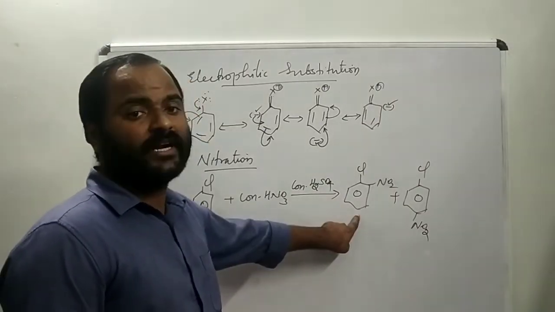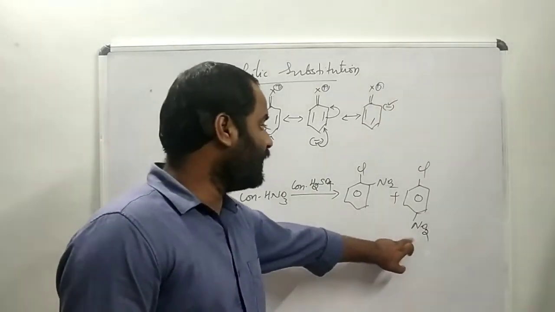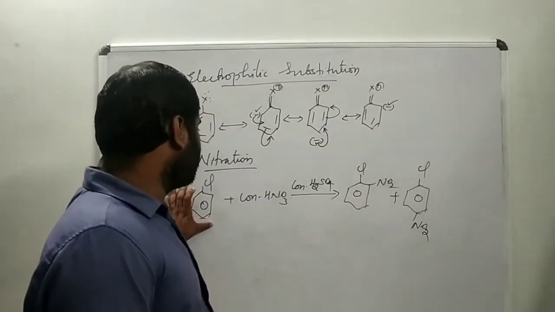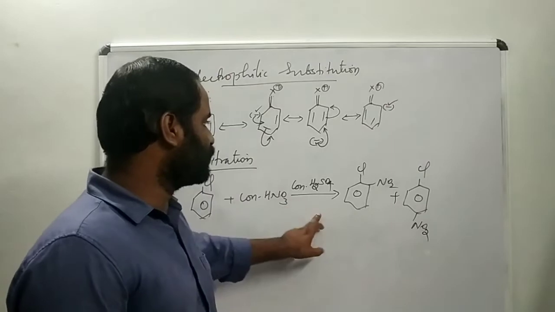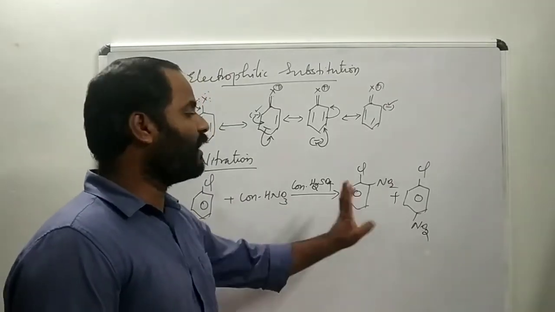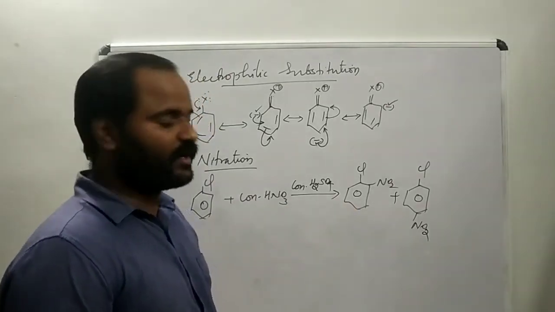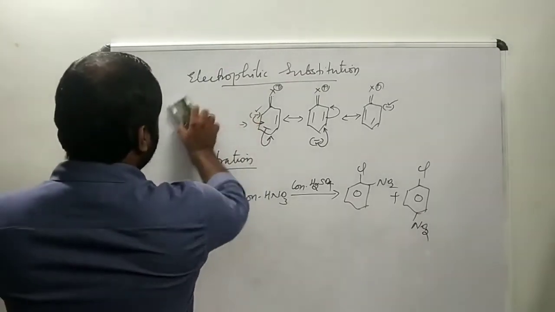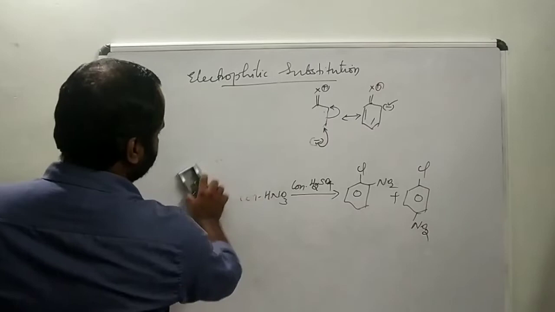This is ortho-nitrochlorobenzene and this is para-nitrochlorobenzene. That means when chlorobenzene reacts with the nitrating mixture, you are getting ortho-nitro and para-nitrochlorobenzene. Okay, now the next electrophilic substitution reaction, that is sulfonation.